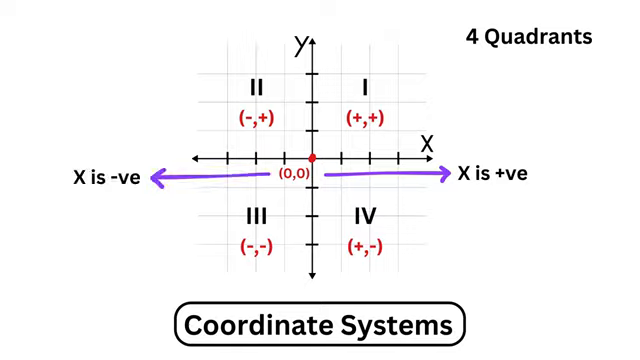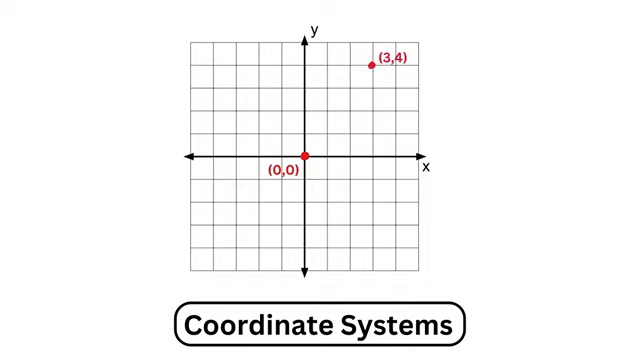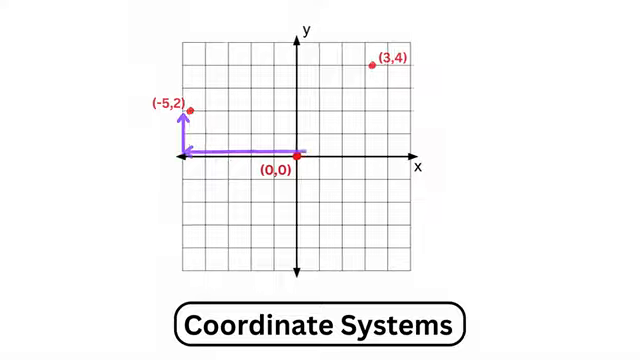In short, if you stand at the origin and move right, your x value becomes positive. If you move left, your x value becomes negative. If you move up, your y value becomes positive. And if you move down, your y value becomes negative. For example, if a point is at (3, 4), this means we are moving 3 steps to the right, because x is 3, and 4 steps up, because y is 4. Now, if a point is at (-5, 2), this means we are moving 5 steps to the left, because x is negative, and 2 steps up, because y is positive.